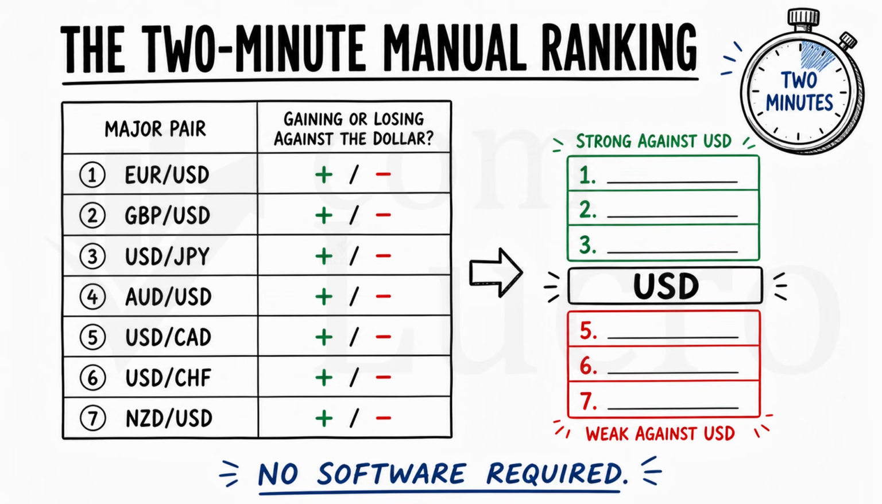And you can do a rough version of this in 2 minutes with no software at all. Pull up the 7 majors we spent Chapter 2 on, and for each one, ask a yes or no question. Is this currency gaining or losing against the dollar right now? Line up the answers, and you've got a crude ranking, with the dollar in the middle, the strong ones at one end, and the weak ones at the other.